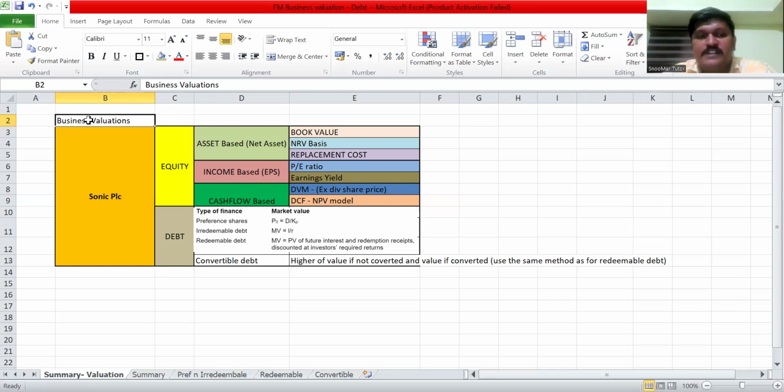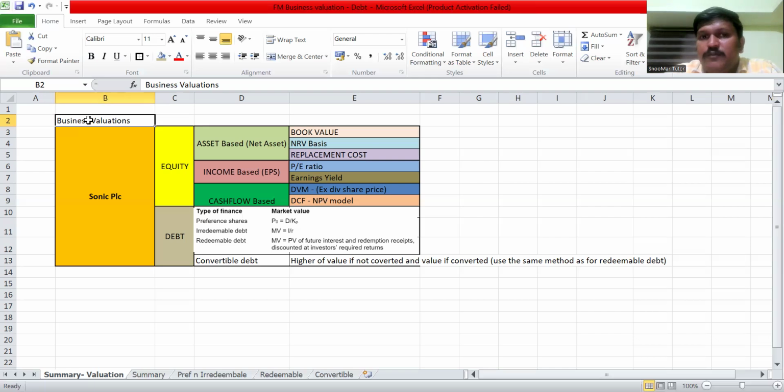There are two methods. First, the dividend valuation model, where you will get an ex dividend share price. We might have studied that in the sources of finance chapter or cost of capital chapter to arrive at the cost of equity. So, nothing but rearranging the formula, you will get the ex dividend share price.